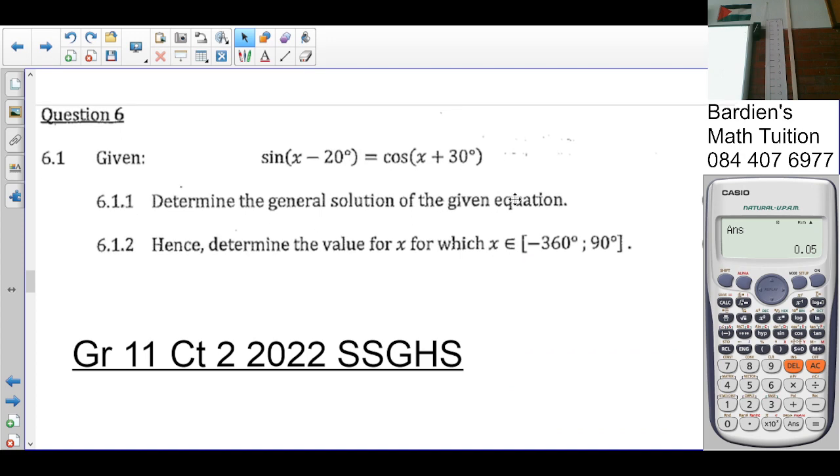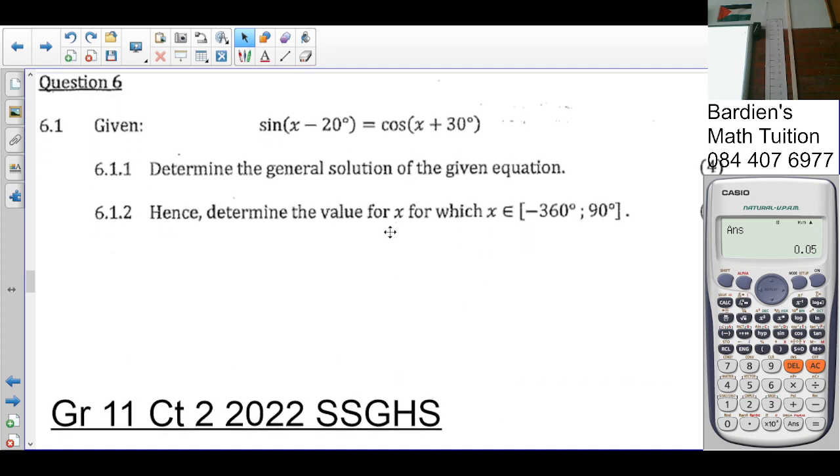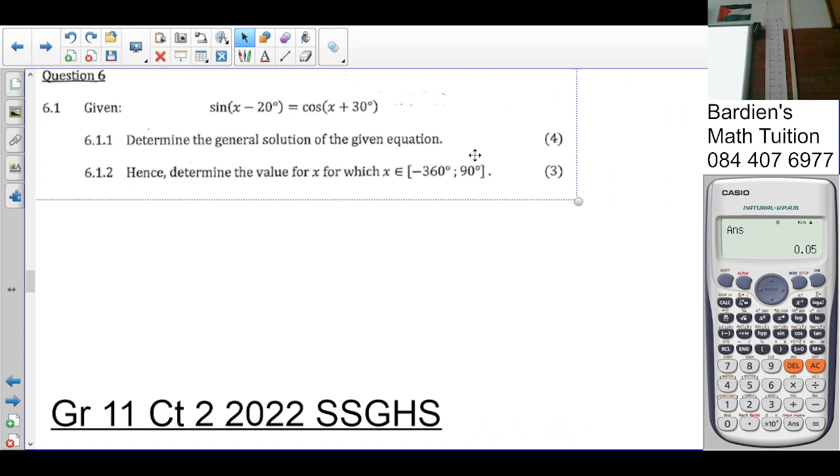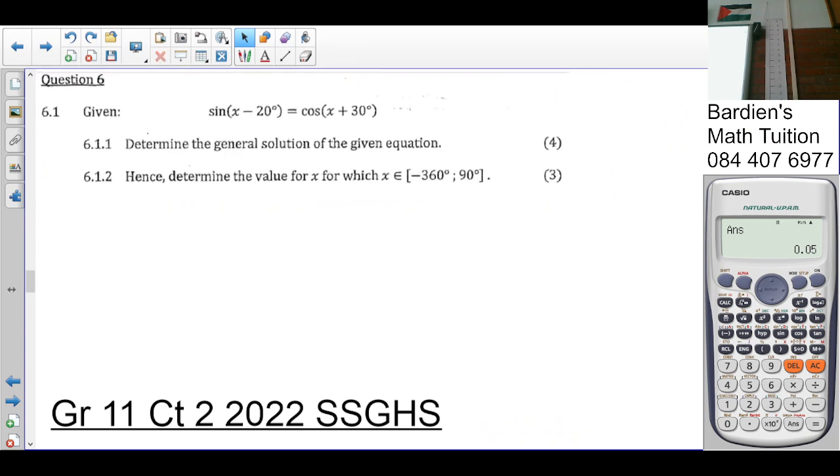Was that the last question? Right, question 6. Question 6, we are given sine of x minus 20 is equal to cos of x plus 30. Determine the general solution of the given equation.